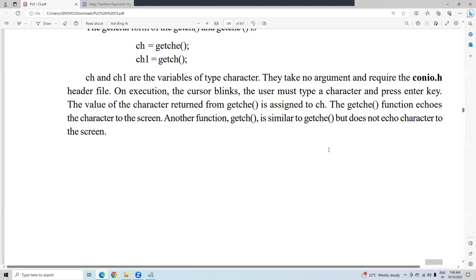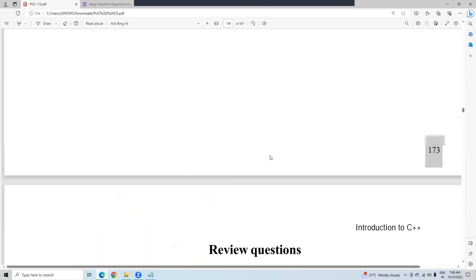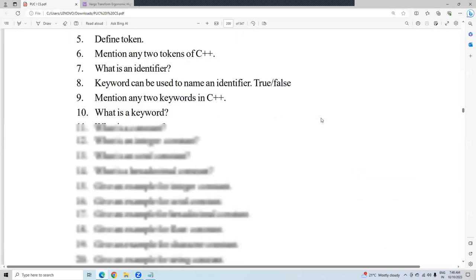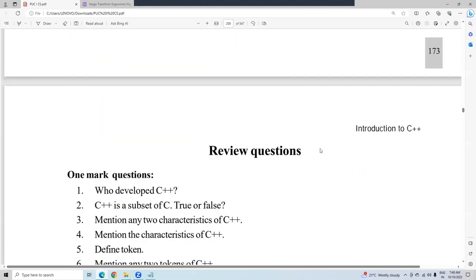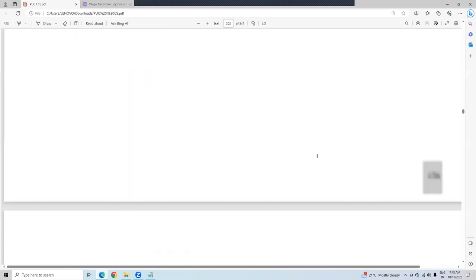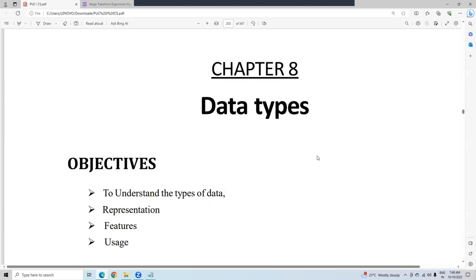Right. So if you are using an offline compiler of C++, you will be using getche or getch, and even clrscr for clear screen. Conio.h is helpful for both C and C++. Okay, so this is all about this chapter, Introduction to C++. All these questions are there, just go through them. The next chapter is about data types, right? So in the next class, we are going to see about data types.